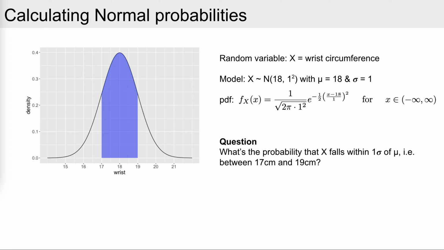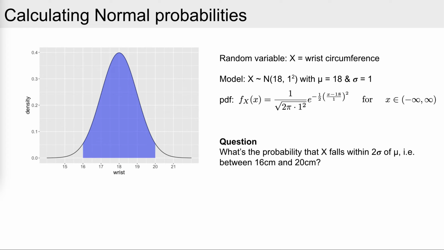This probability can be calculated by integrating the PDF from 17 to 19. Given the more complicated PDF formula, this is tough to do by hand, but a computer can tell us that this probability is roughly 0.68. That is, roughly 68% of people have wrist circumferences between 17 and 19 centimeters. Thus, 32% total have circumferences outside this range, 16% falling below 17 centimeters and 16% falling above 19 centimeters.